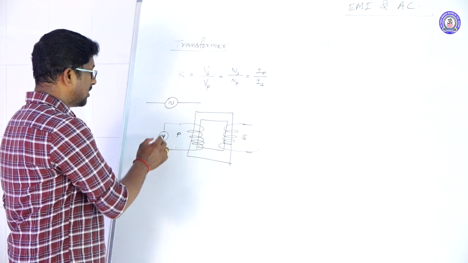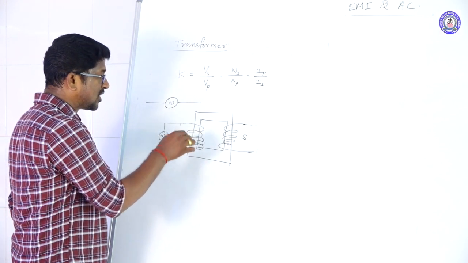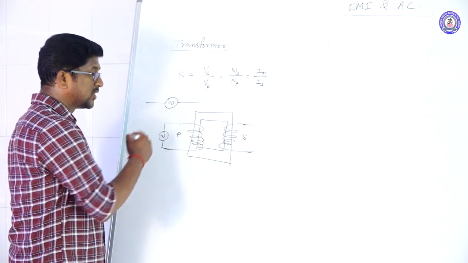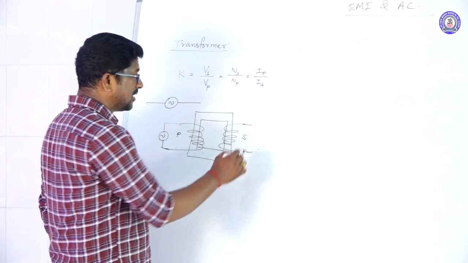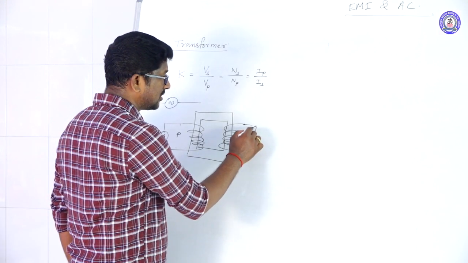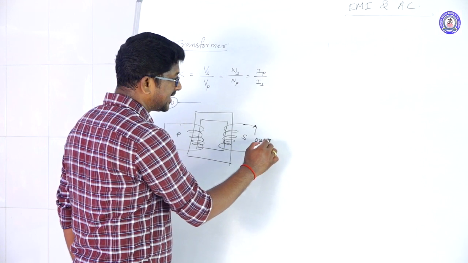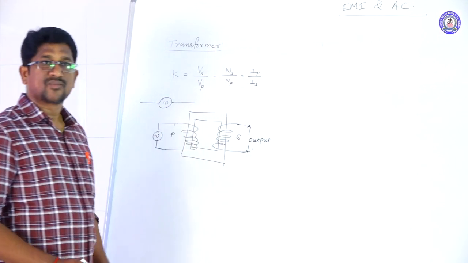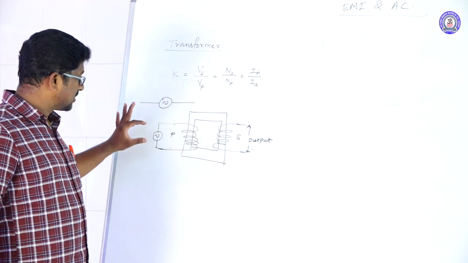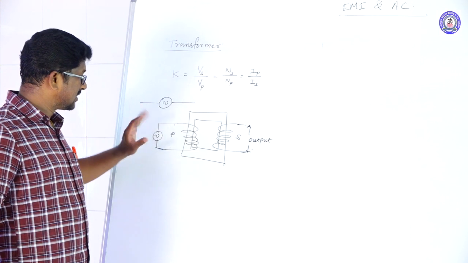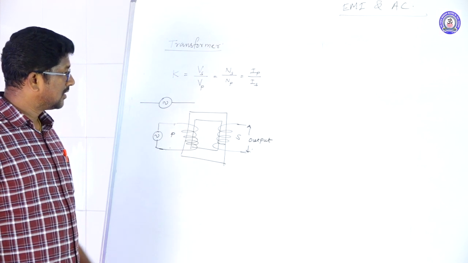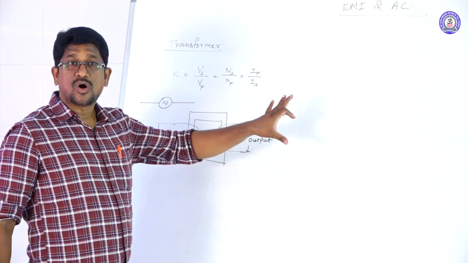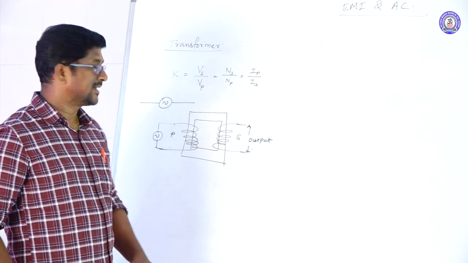The alternating source is connected to one of the coils in the transformer. That coil is known as the primary coil. The coil across which output is taken is known as the secondary coil. The coil to which the source of alternating EMF is applied is known as the primary coil, and the coil across which output is taken is known as the secondary coil.